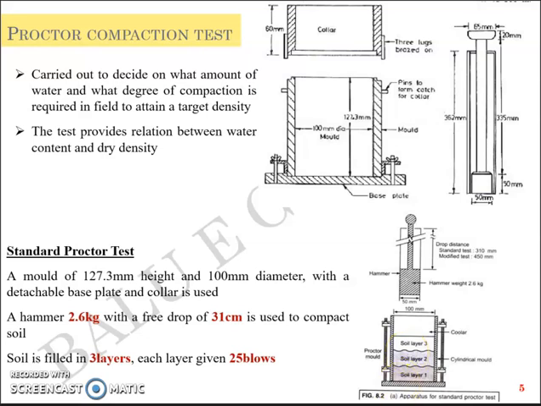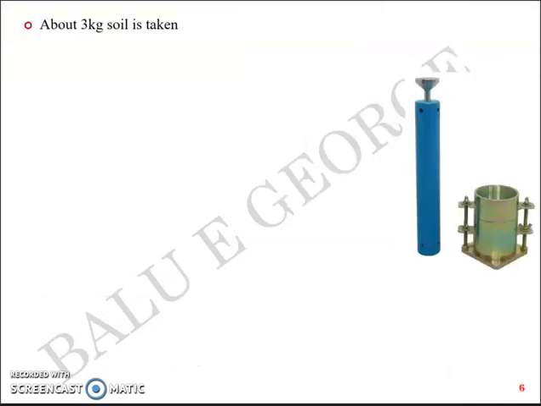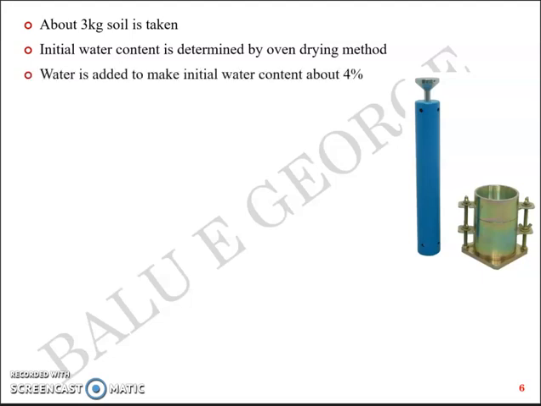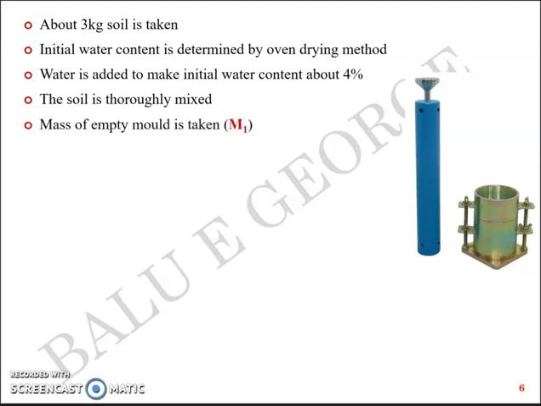So that's a usual procedure, the details of which is given here. You take about 3 kilograms of soil, and the initial water content is determined using an oven dry method, and the water is added to make the initial water content about 4%. This is just an example. It depends on the type of soil and the conditions in field, but nonetheless, for the sake of an example, I can say it's around 4%. And the soil is thoroughly mixed then, and then you find the empty mold weight, right, which you can mark as M1. The mold weight is marked M1.